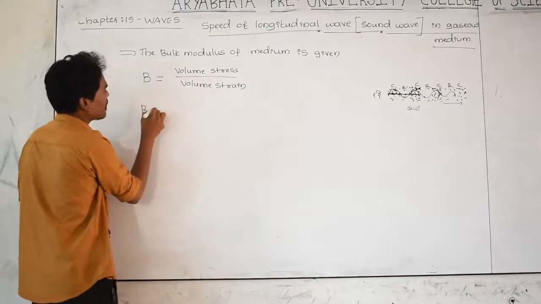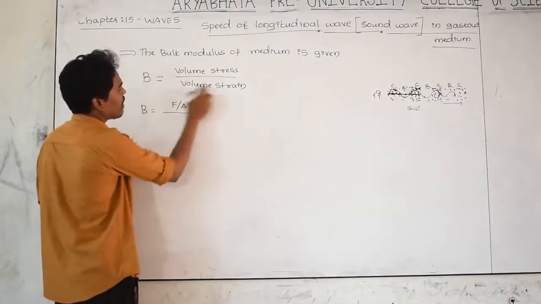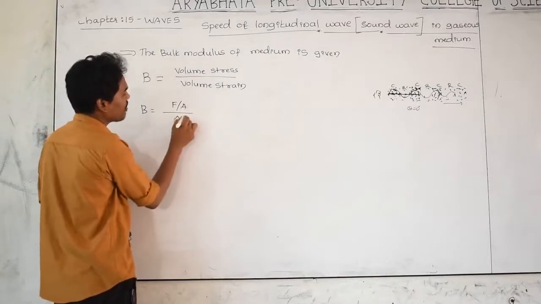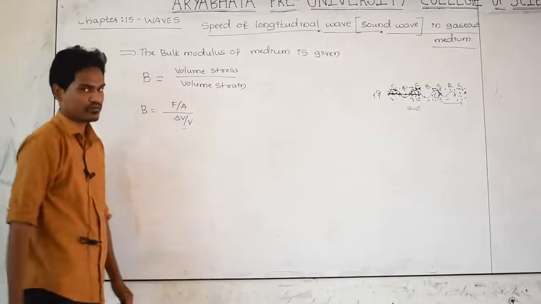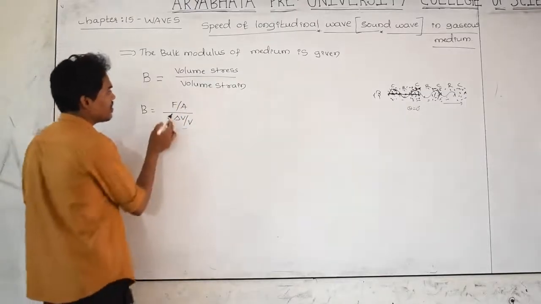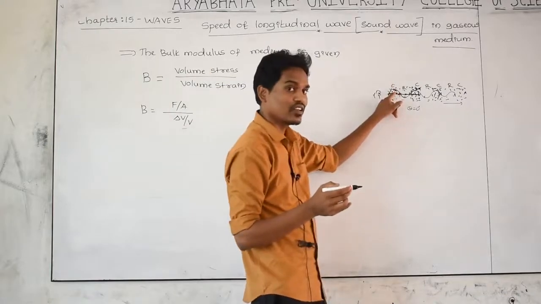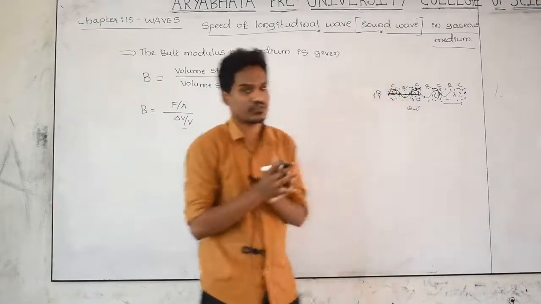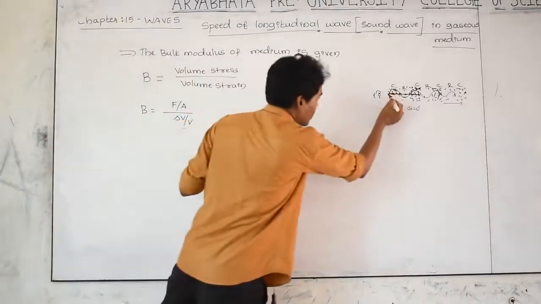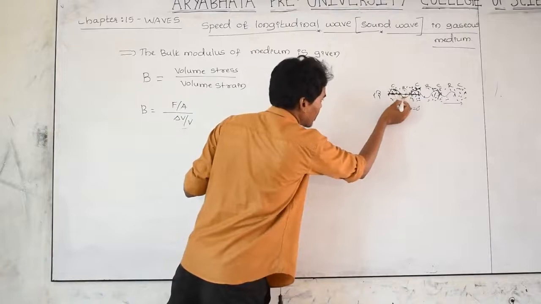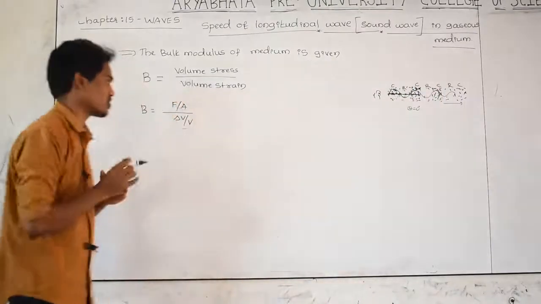B is equal to, what is volume stress? That is force per unit area divided by volume strain, that is delta V by V. This is strain, this is stress. And here, after putting pressure on an air particle, the pressure changes. The pressure in this region increases, here decreases, here increases, here decreases. The pressure goes on changing.